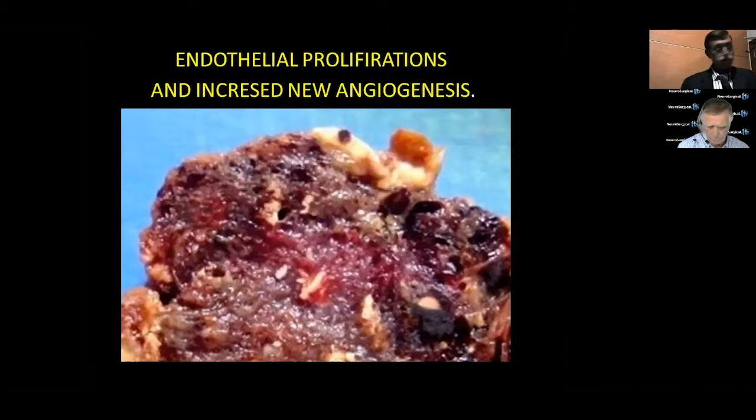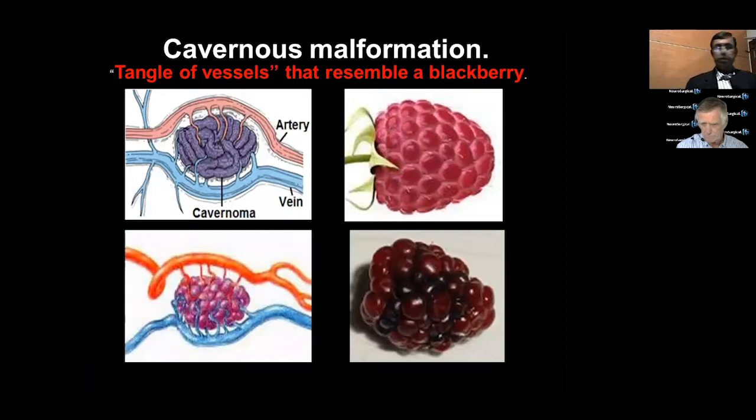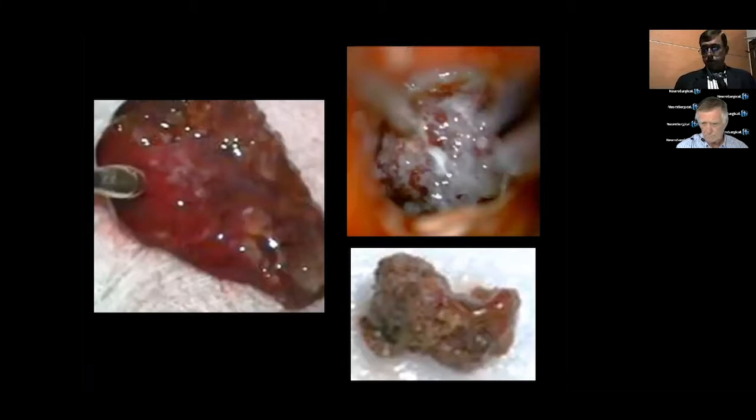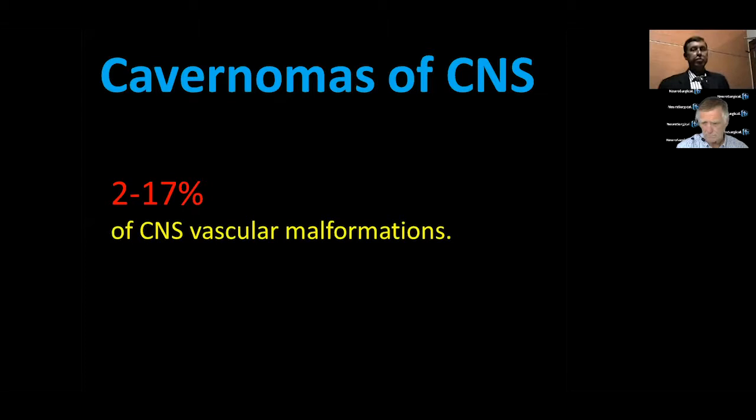So cavernomas are a tangle of vessels which resemble a blackberry. If you like blackberry like myself, you would imagine what a cavernoma is. People think that cavernomas don't have arterial and venous supply. They do, but they are so tiny you don't see them on angiogram. These are some of the cavernomas that I removed. Out of the malformations of the brain, they constitute 2 to 17% of all vascular malformations of the CNS.